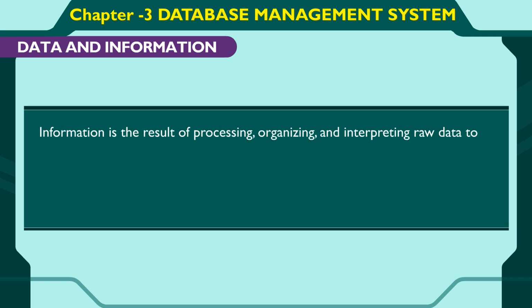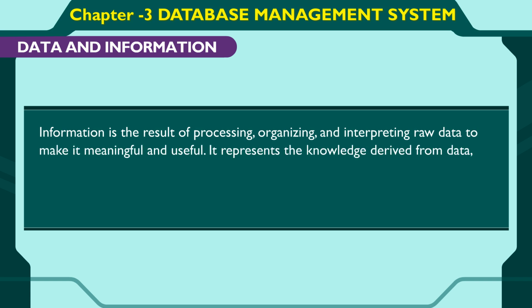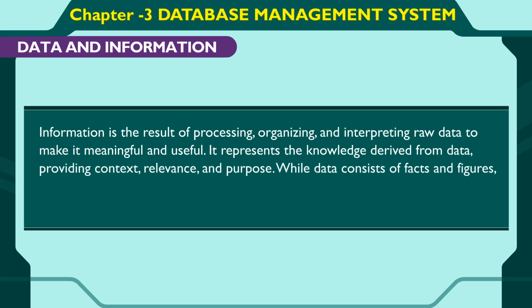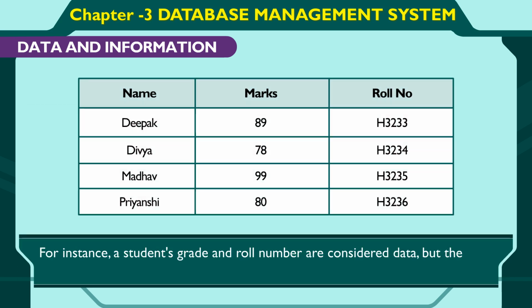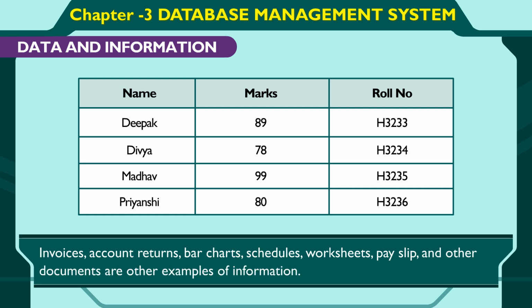Information is the result of processing, organizing, and interpreting raw data to make it meaningful and useful. It represents the knowledge derived from data, providing context, relevance, and purpose. While data consists of facts and figures, information adds value by representing these facts in a way that can be understood and utilized for decision-making or understanding. For instance, a student's grade and roll number are considered data, but the report card is information. Invoices, account returns, bar charts, schedules, worksheets, payslip, and other documents are other examples of information.